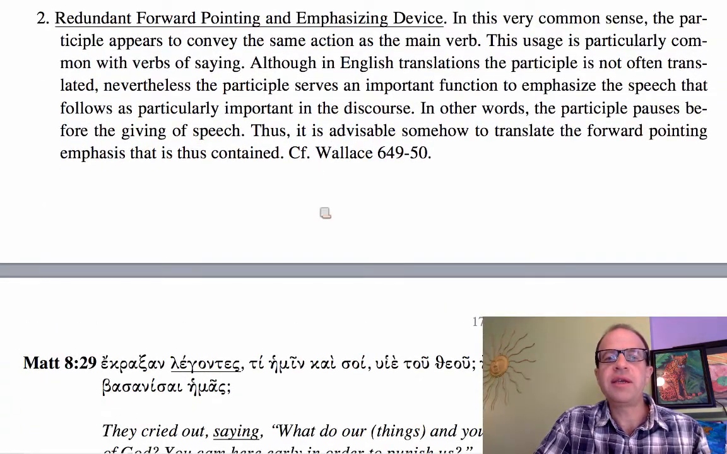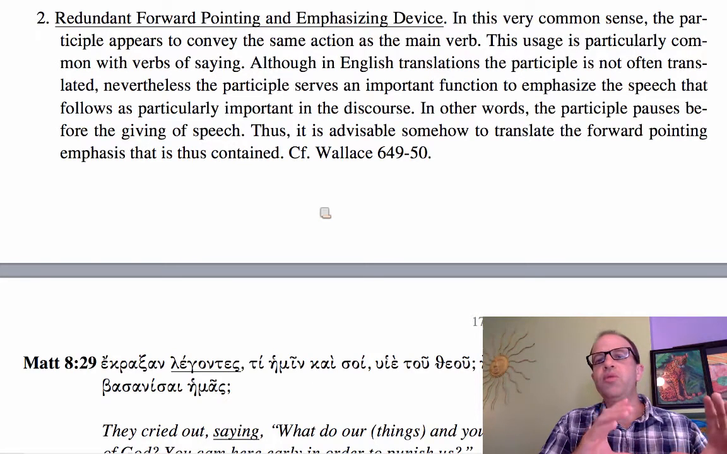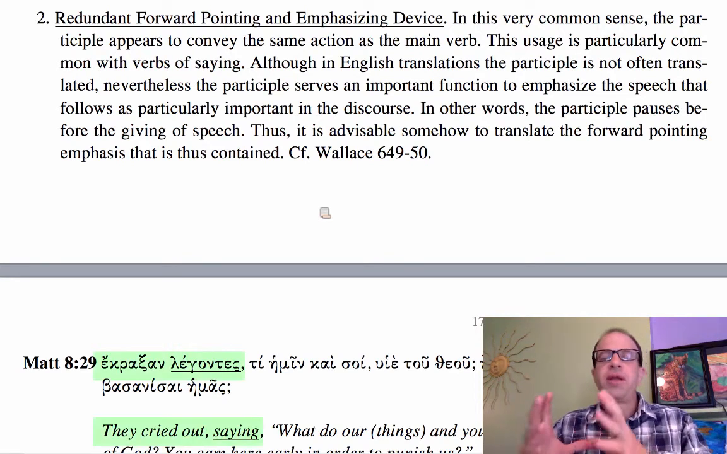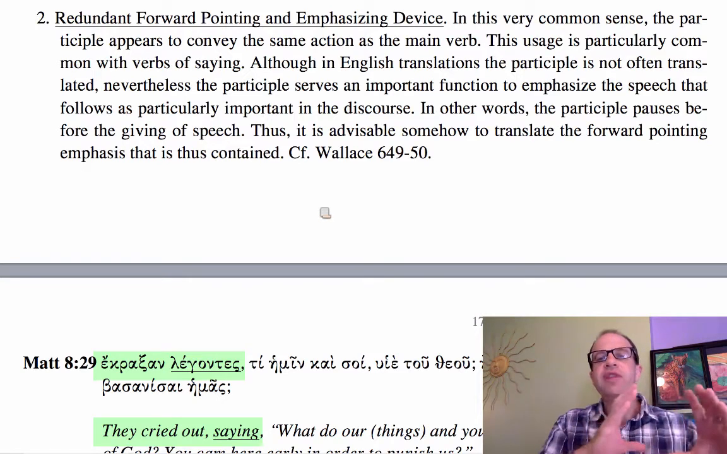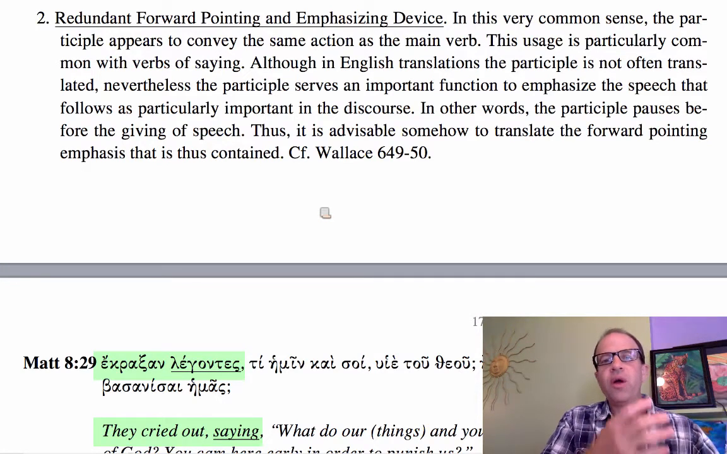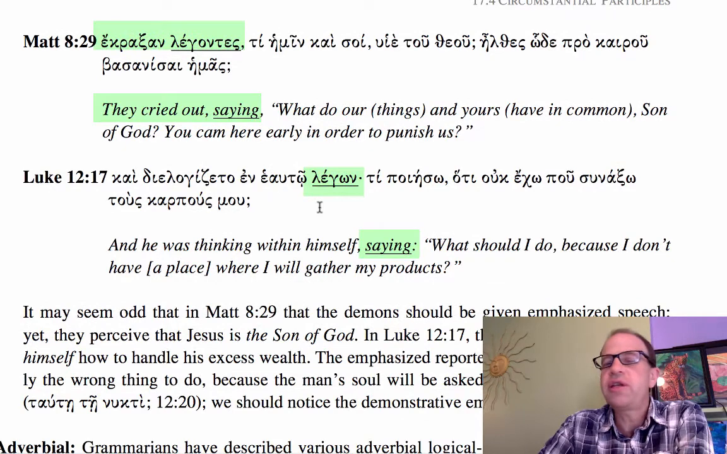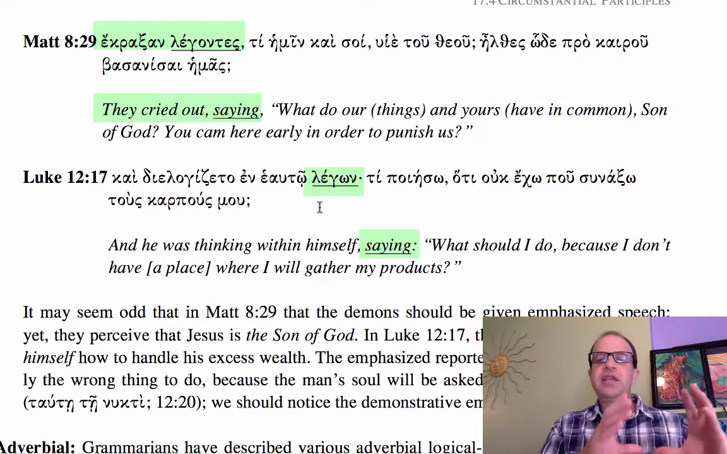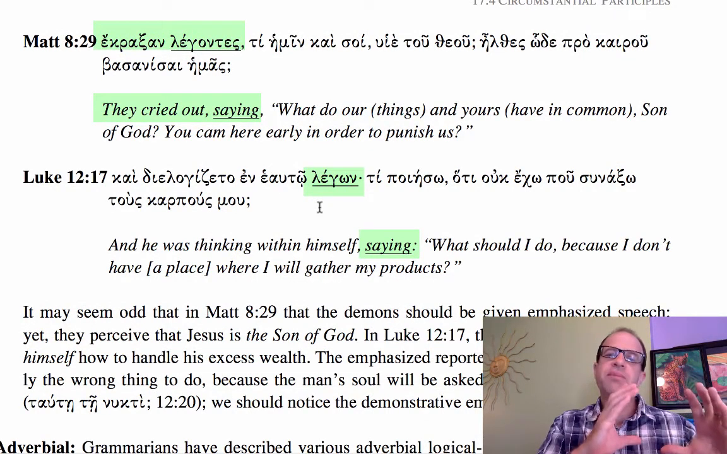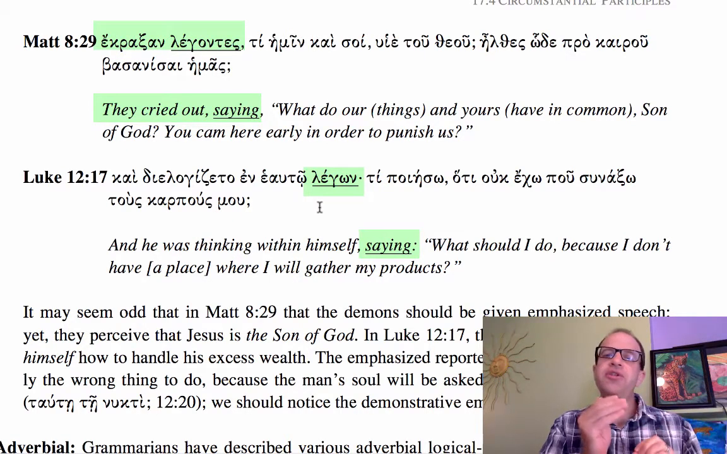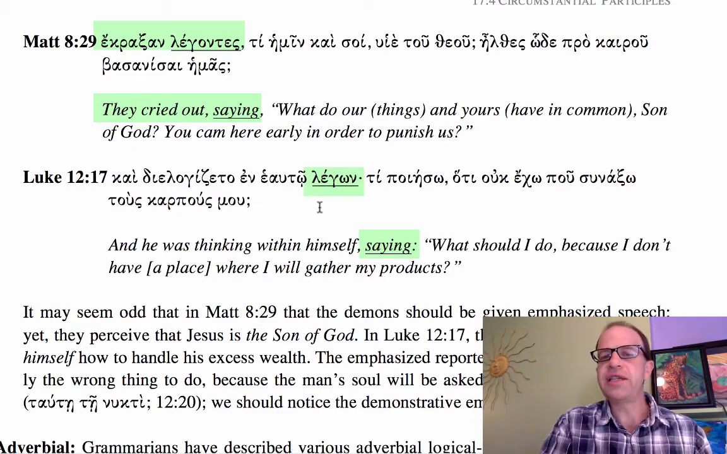Now, sometimes the post-nuclear participle will involve a verb that is redundant with the main verb. The main verb may be a verb of speaking, like Jesus said, and then you have legon, saying. Well, that redundant participle is a forward-pointing and emphasizing device. And so this is fairly common. And these participles of redundancy may not be translated. So they're particularly fun to see and to understand that they're forward-pointing and often emphasizing devices.